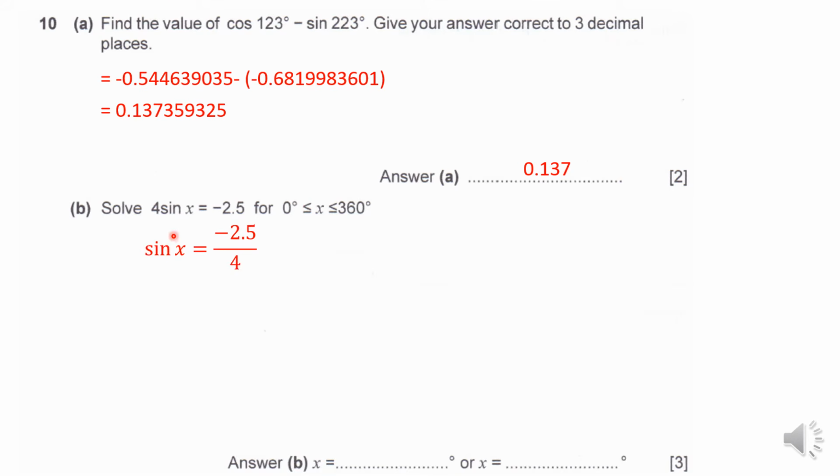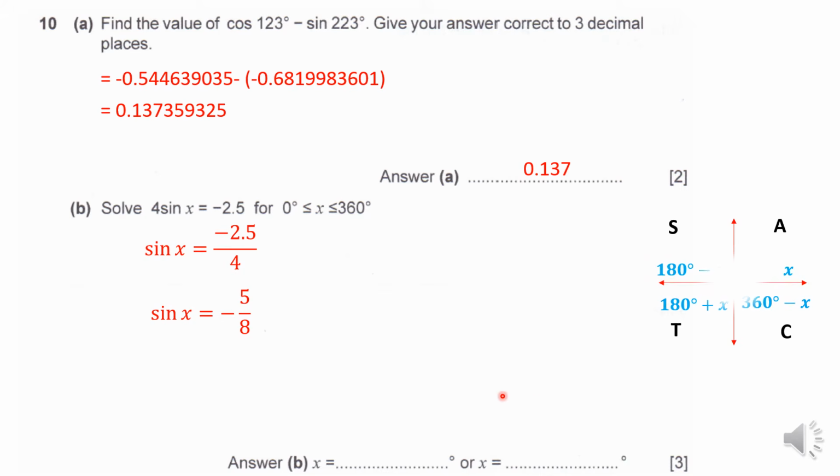Right, here we need to solve the equation 4 sin x is equal to negative 2.5. We're going to look for values of x between 0 and 360 degrees, so it could be that there is more than one value. So first I divide by 4 because I want to simplify. I want to isolate that sine x. Right, now I have a ratio here, sine x equals negative 5 over 8.